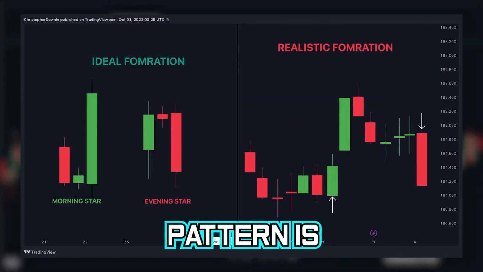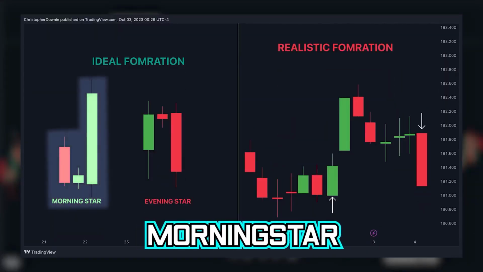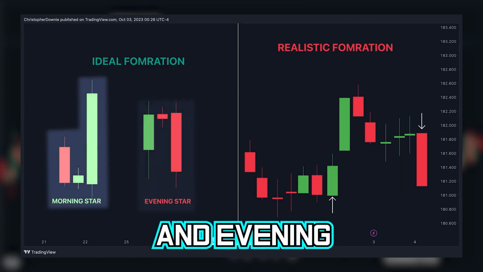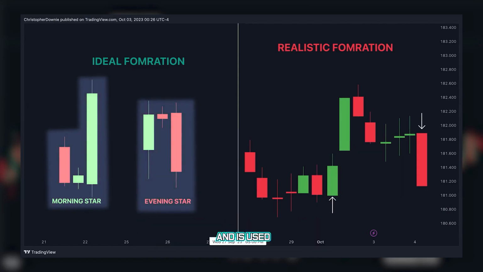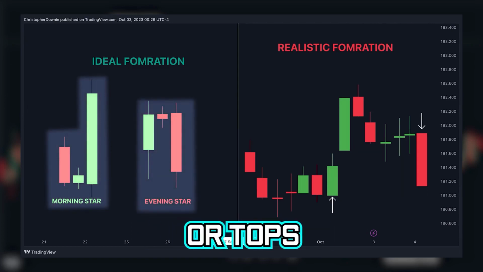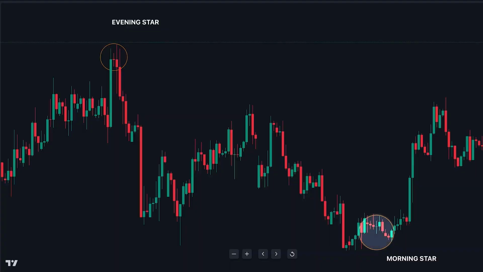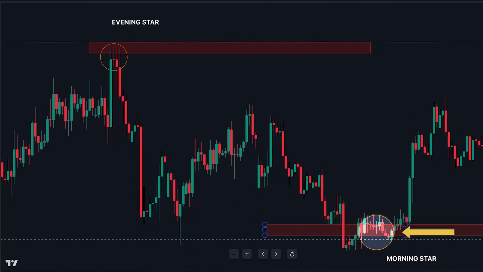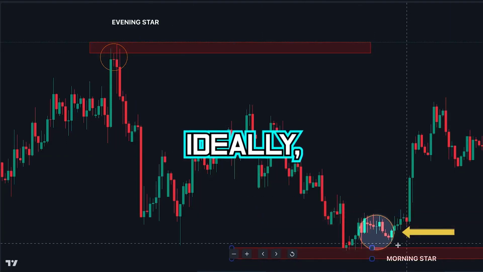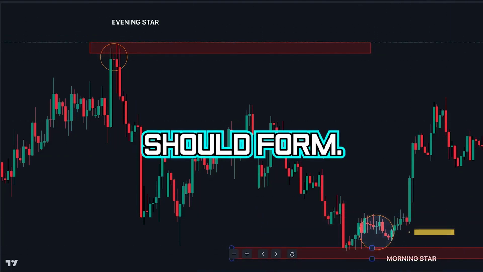This next pattern is one of our favorites and is called Morning Star for bullish formations and Evening Star for bearish formations, and is used to signify bottoms or tops in the market. Let's start with the Morning Star. The Morning Star pattern is a 3-candlestick pattern. Ideally, this is how the candle pattern should form.